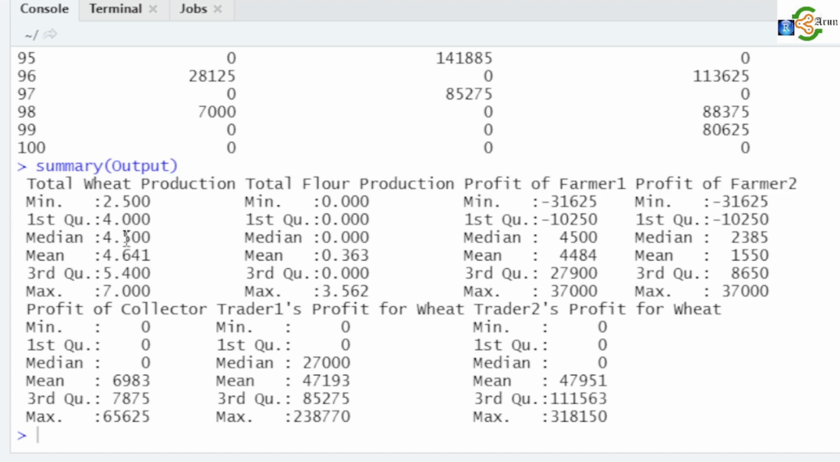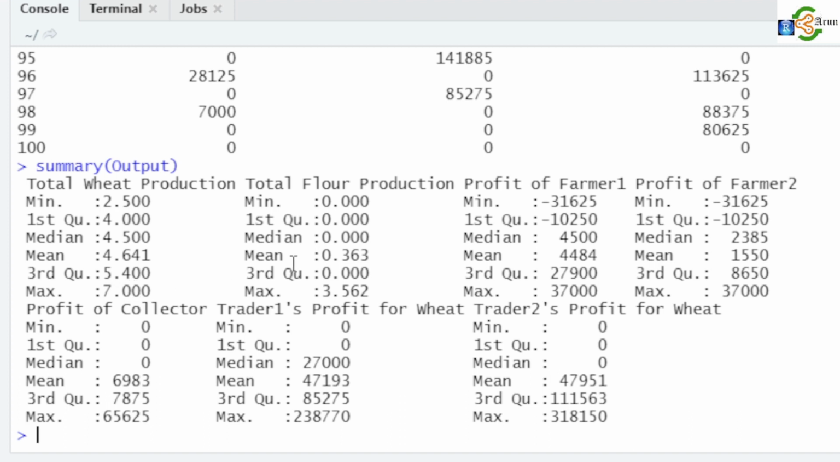Okay, here you can see total wheat produced, the minimum level of wheat produced is just 2.5 ton per hectare. It means the worst situation in the 100 simulations, if there are extreme weather conditions and a high level of disease pest infestation, then both farmers can produce just 2.5 metric ton per hectare. But what about the mean value? The mean value is 4.64 metric ton per hectare. At maximum, they are producing 7 ton per hectare by both farmers.